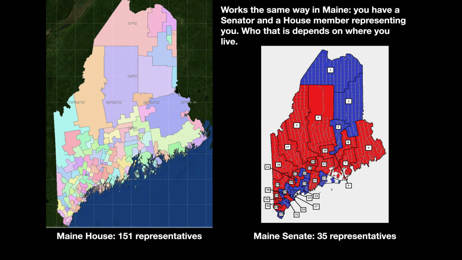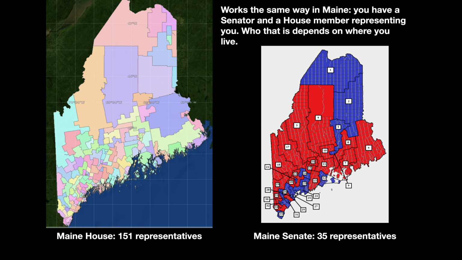Now, it works the same way in Maine, too, by the way. Let's talk about local government, because every state has its own state legislature that I told you about earlier. So Maine works the same way. In Maine, you've got 1 senator and 1 House member representing you, and that depends on where you live. On the left here, all those colored squares are a district in Maine. There are 151 of them.